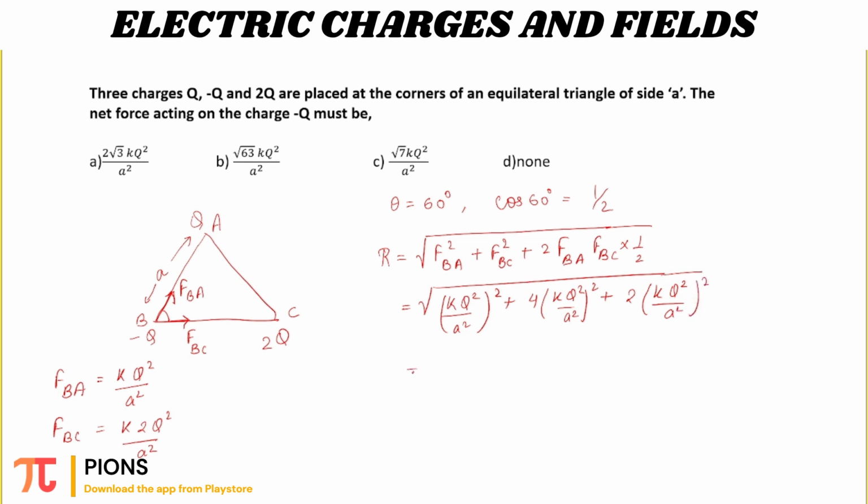Yeah. Now let's take common here. This will give us KQ square by A square whole square. Taking common, we are left with 1 plus 4 plus 2. So this will give us 4 plus 2, 6 plus 1, 7. So this will be root 7 KQ square by A square. So the correct answer is option C. I'll move to the next one.